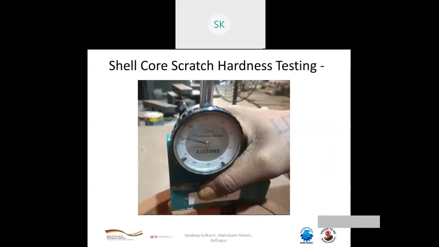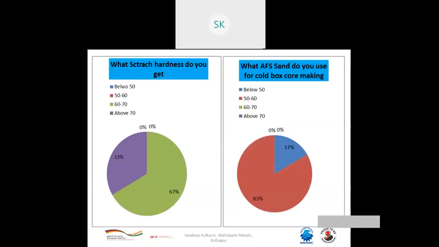So it is a scratch hardness, again you are seeing it around 80. So these are some of the reports which we are going to see.